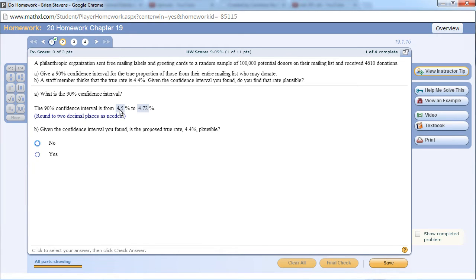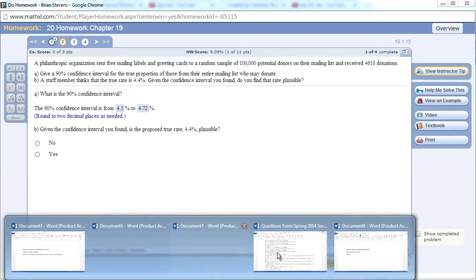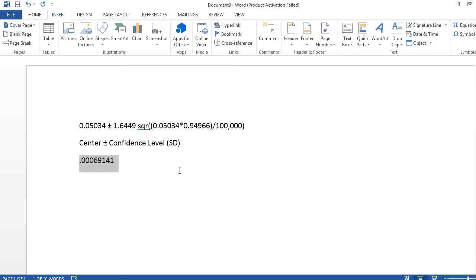It helps to look at the formulas and know how they work and know how to use the formulas as a backup. Now, when we do the formula, we can see a problem over here that I worked on just like this. What we have are three parts. We have the center, the confidence level, and the standard deviation. In this problem that I worked right here, the center would be 0.05034.